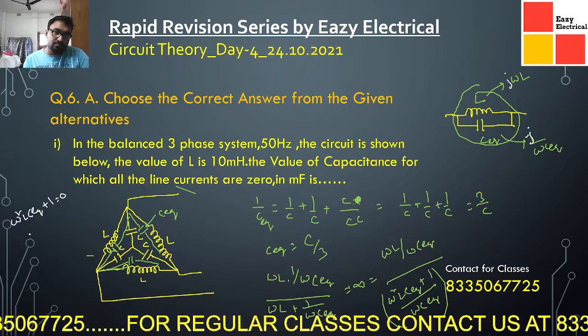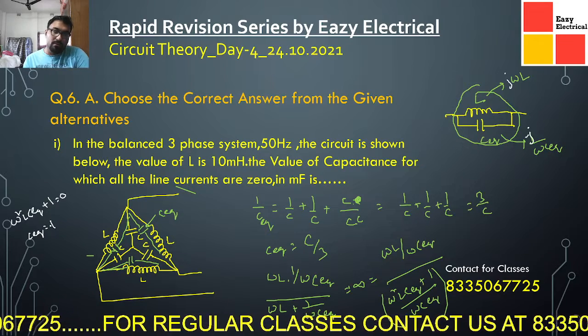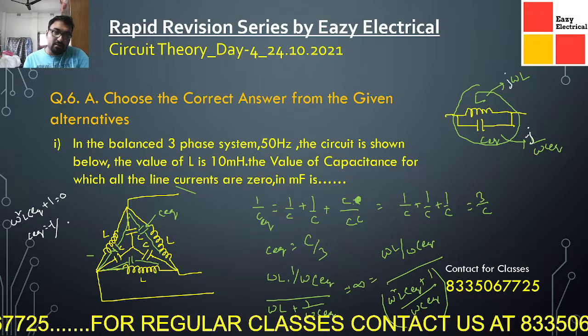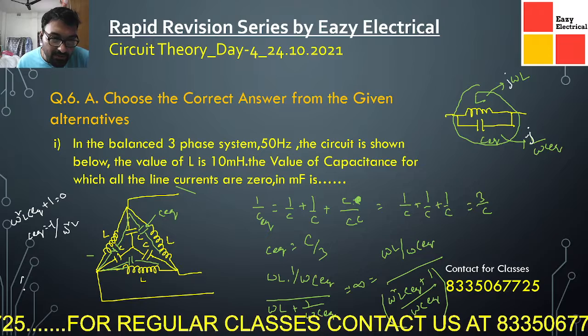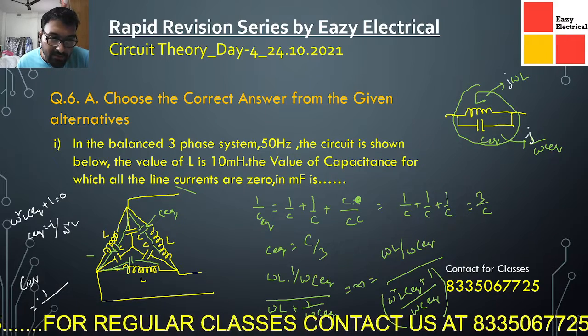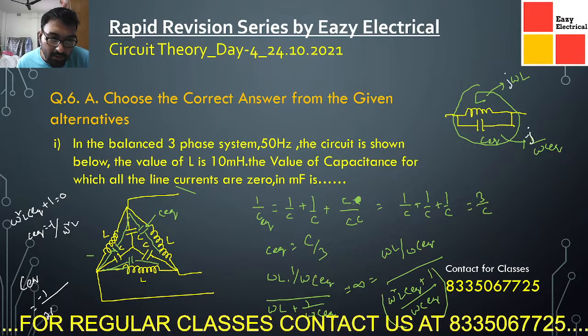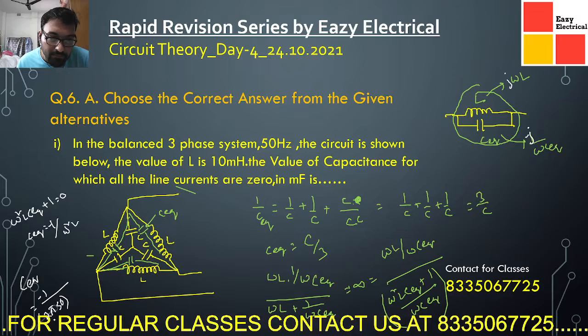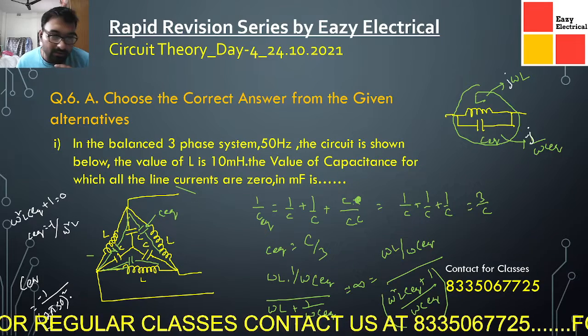So C equivalent will be 1 divided by omega square into L. Just consider the magnitude for this case. C equivalent will be 1 divided by, just taking the magnitude, 2 pi 50 whole square into 10 millihenry, right?